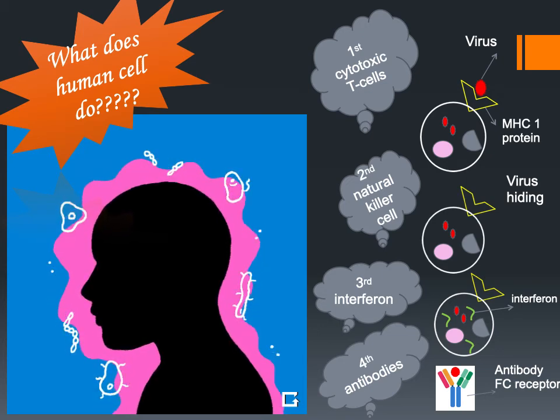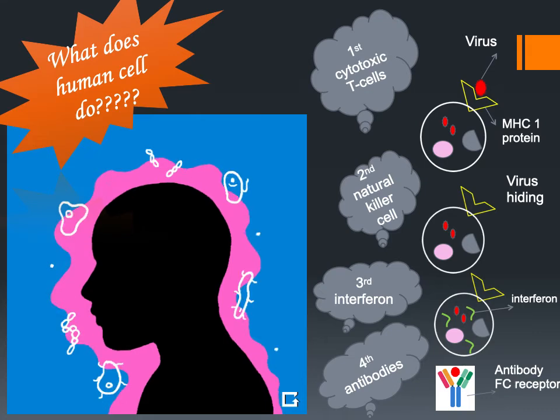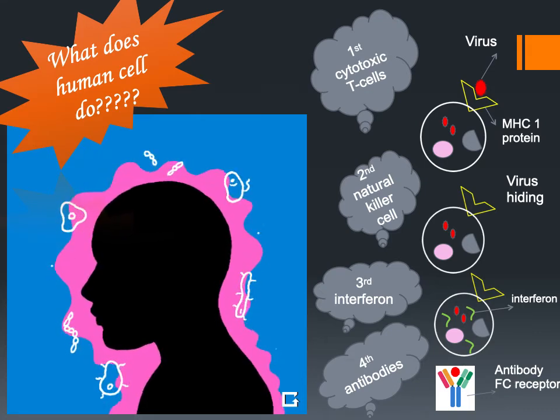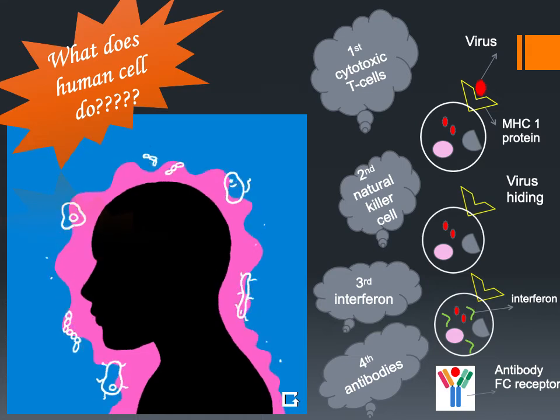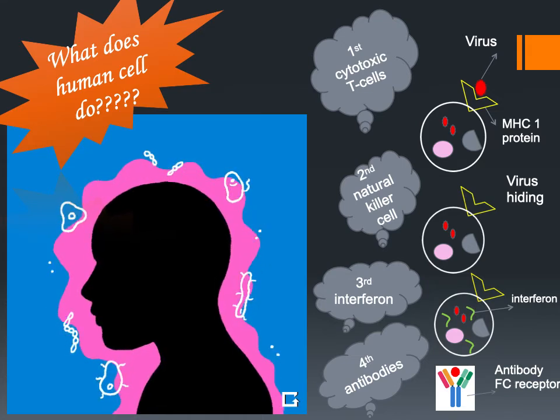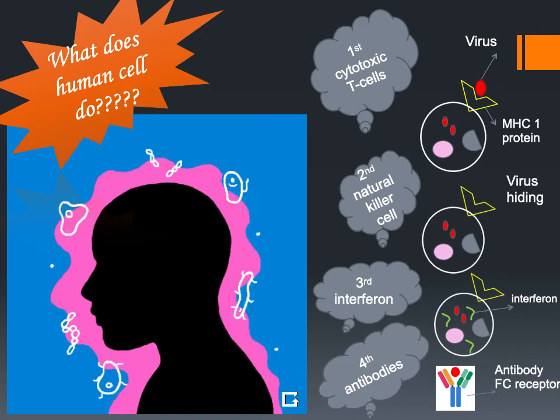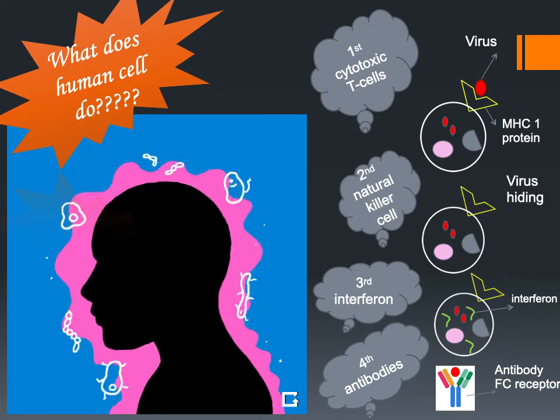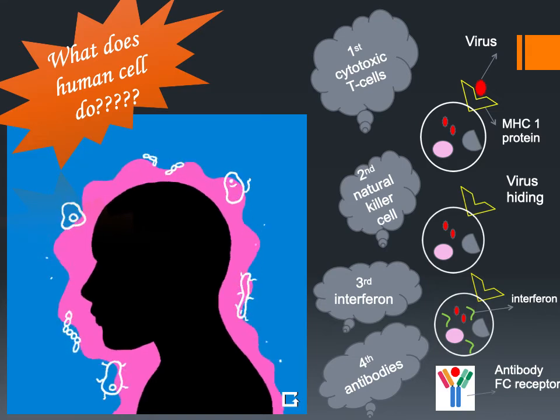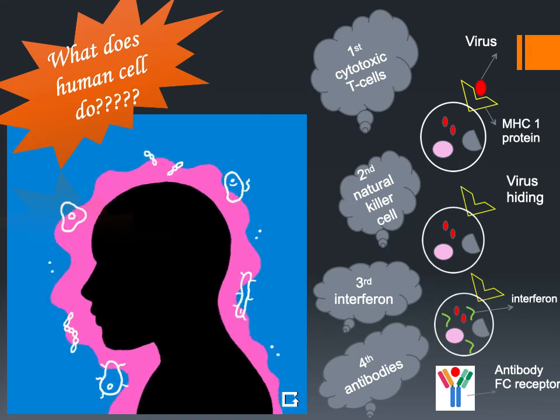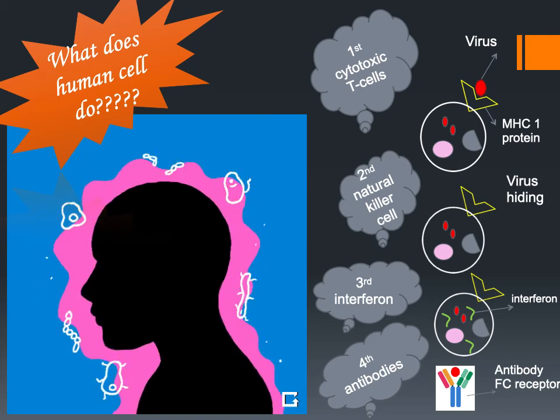If the virus escapes from these T cells or the cytotoxin, then the second main player comes into the role. That is called the natural killer cell. Even here, what does it do? Sometimes the virus goes and hides somewhere. So even if the virus is not visible, the natural killer cell tries to see the number of receptors on the cell. If the number of receptors in the cell is less, then the natural killer cell knows that something is really wrong over here, and it releases enzymes and tries to attack the virus.